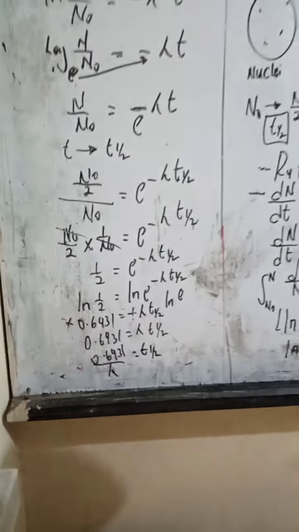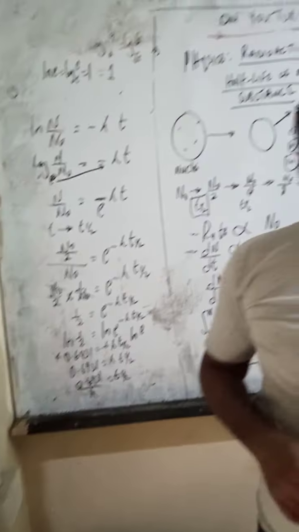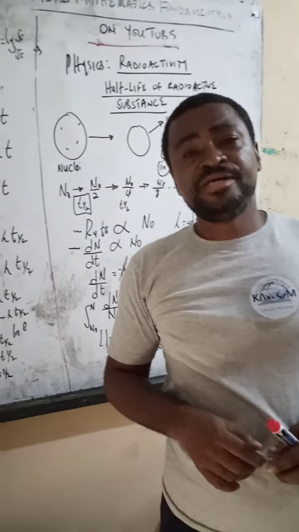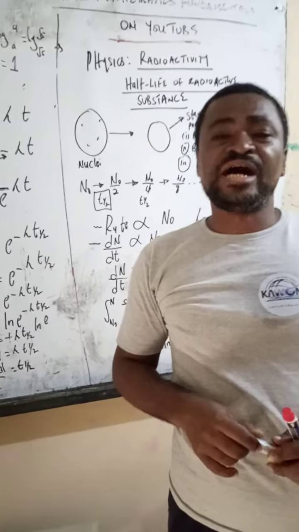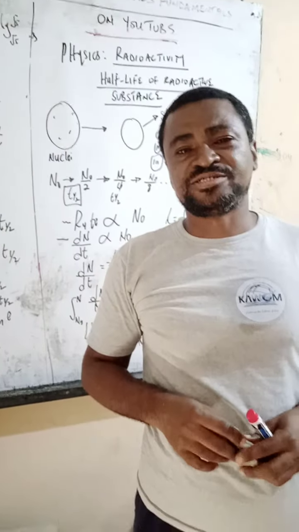So these are the simple steps in obtaining the formula for the half-life of a radioactive substance.